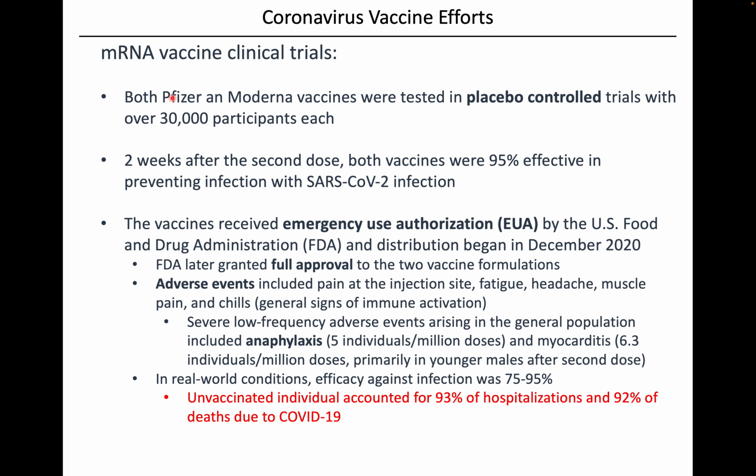Placebo-controlled clinical trials, Pfizer and Moderna, with over 30,000 participants in each trial. And they were very effective. Just 2 weeks after the second dose, 95% effective in preventing COVID infections. So that's really impressive. So I mentioned FDA approval.